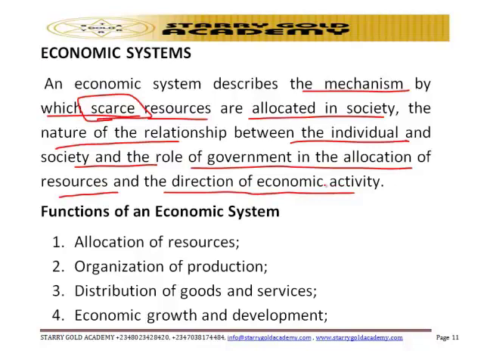The second function is the organization of production. With the aid of an economic system, production can be organized appropriately. The flow of production, the system of production, the steps of production can be successfully embarked on as a result of a good economic system practiced in an economy. The third function is the distribution of goods and services. An economic system can facilitate a good channel to ensure the distribution of goods and services in a particular economy.